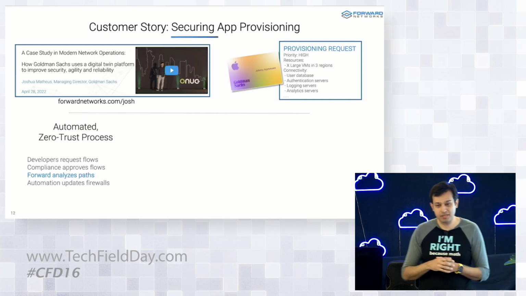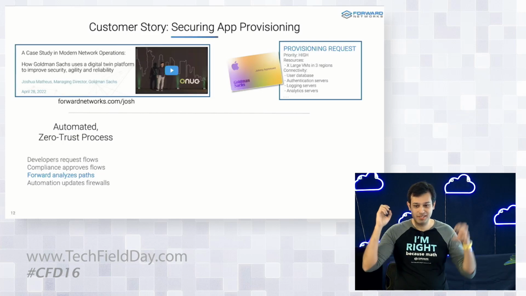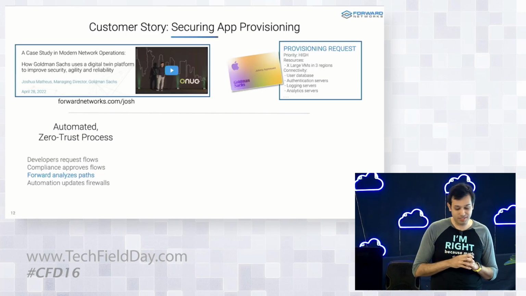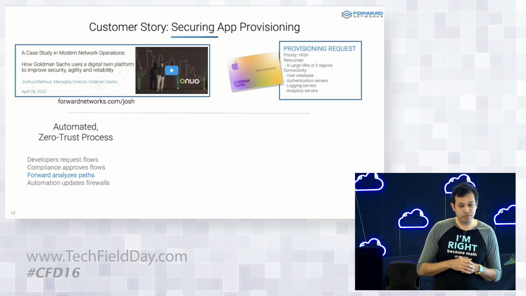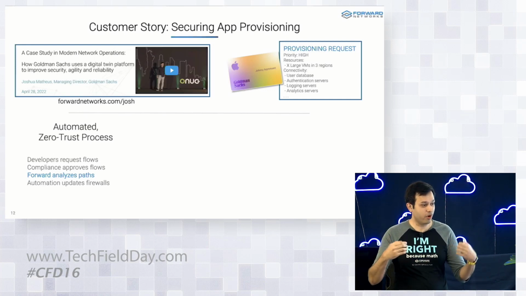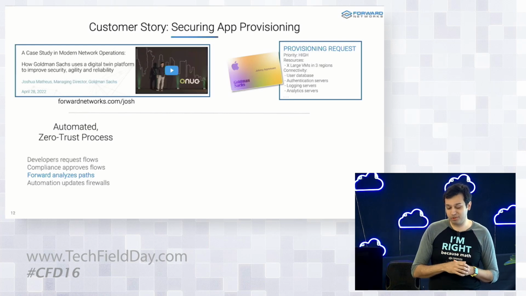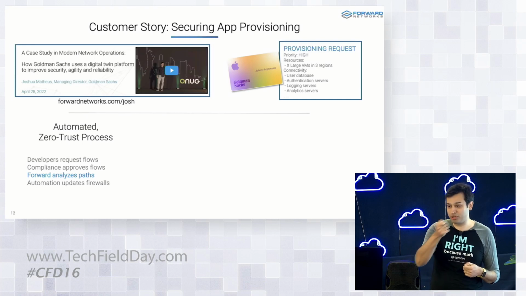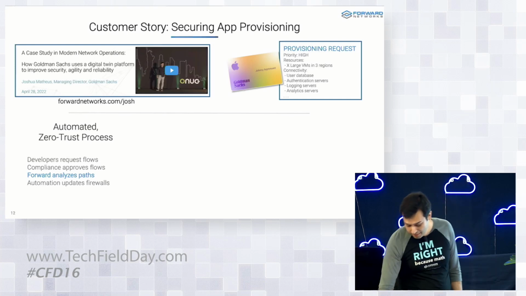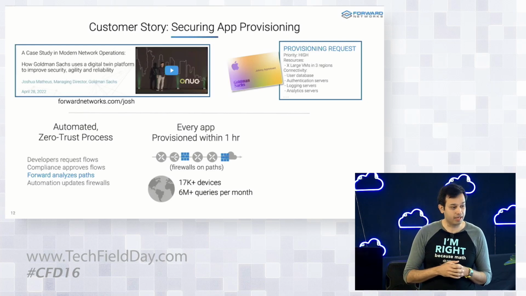So whenever an application developer wants to deploy an application and request a flow, a request comes in that says, I want these connectivities to exist in the network. A compliance person will give a thumbs up, saying this access is okay. Then Forward analyzes the network and finds all the places where a firewall rule needs to change for that traffic to go through. And then automated software goes ahead and pushes rules on those firewalls to allow that traffic. As a result, the time to deploy an app is under an hour in this environment.